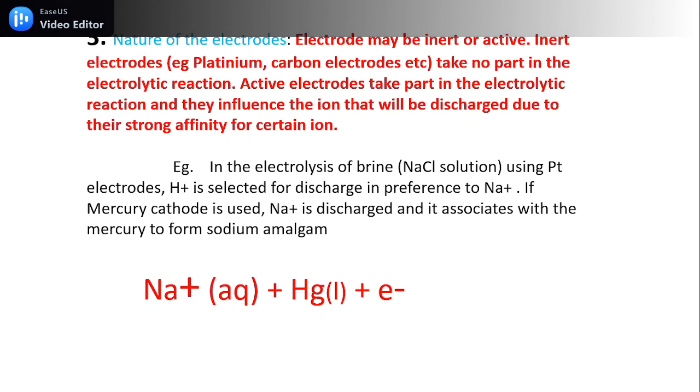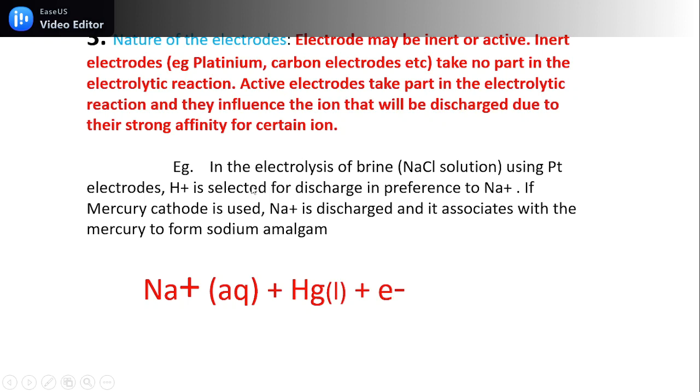Here we have the nature of the electrodes, which also governs the ion that will be discharged. Electrodes may be inert or active. Inert electrodes such as platinum and carbon take no part in the electrolytic reaction, but active electrodes take part in the electrolytic reaction, and they influence the ion that will be discharged due to their strong affinity for certain ions.